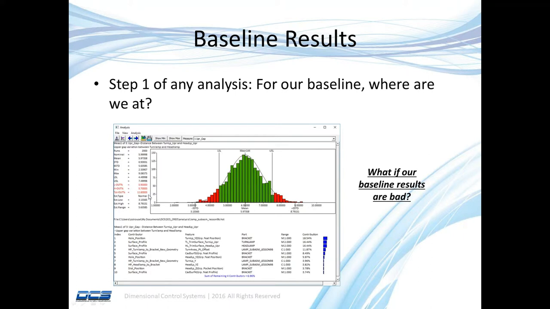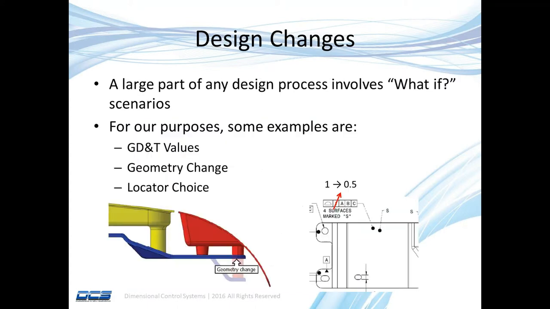And about 11.6% of the time in this case, this total out percent, and about 11% of the time you end up having to scrap or rework this part. So this isn't exactly acceptable. So what if our baseline results are bad? Well, the next step that you do in the design process would be a design change.